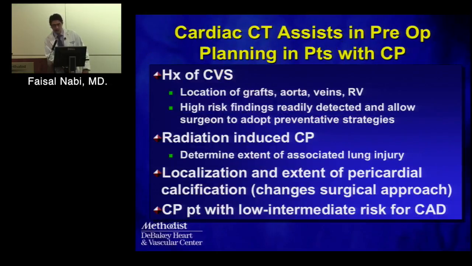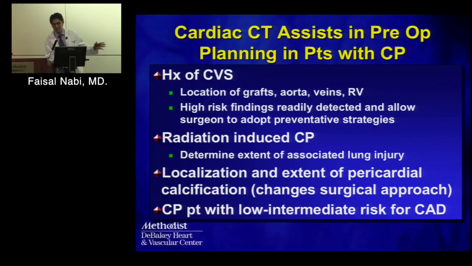In constrictive pericarditis, CT can be helpful. Sometimes these patients have grafts. We can visualize those. We can tell the surgeon how closely these grafts are adherent to the sternum, so when they incise, they don't sever a graft. We can, of course, identify coronary blockages. If radiation was the cause, we could look for associated lung injury. But actually, we can help localize the disease and help the surgeons plan their surgical approach.